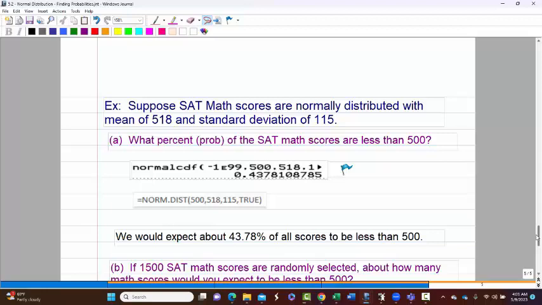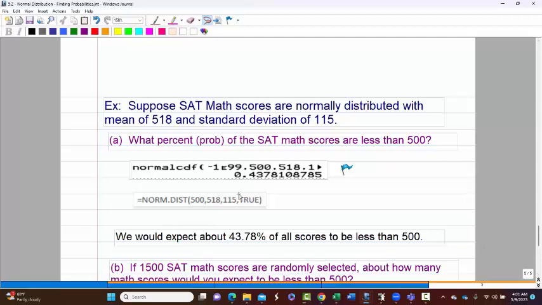Let's see, suppose SAT math scores are normally distributed with a mean of 518 and a standard deviation of 115. What percent of the scores are less than 500, which is also saying the same thing. It means the same exact thing as the probability, just given as a percent, but it would be the probability of any one person having a score less than 500.